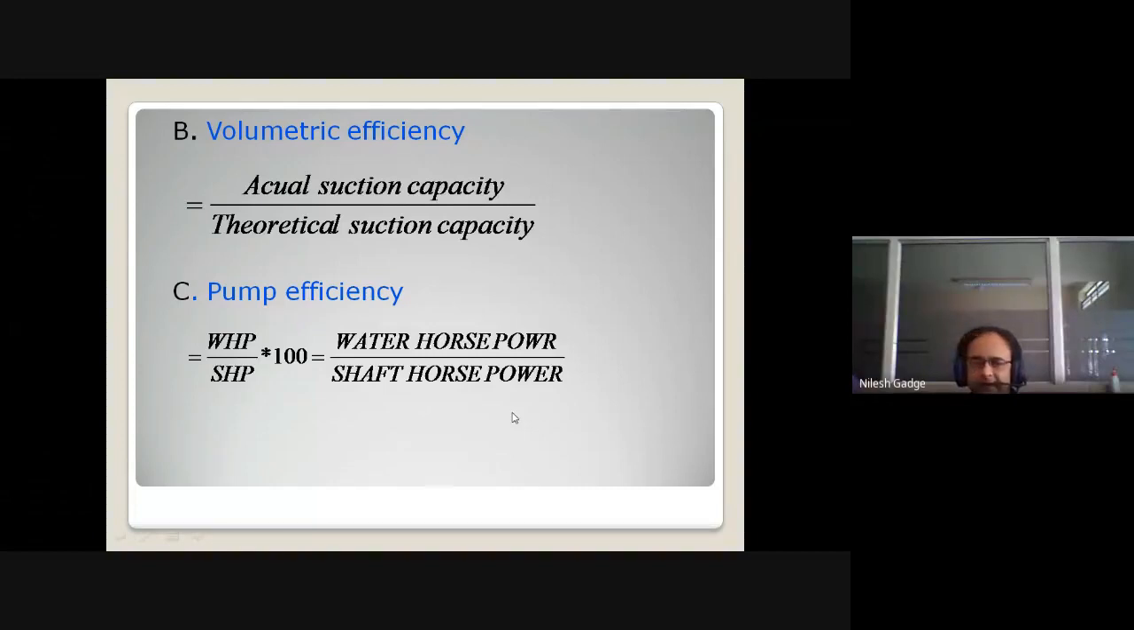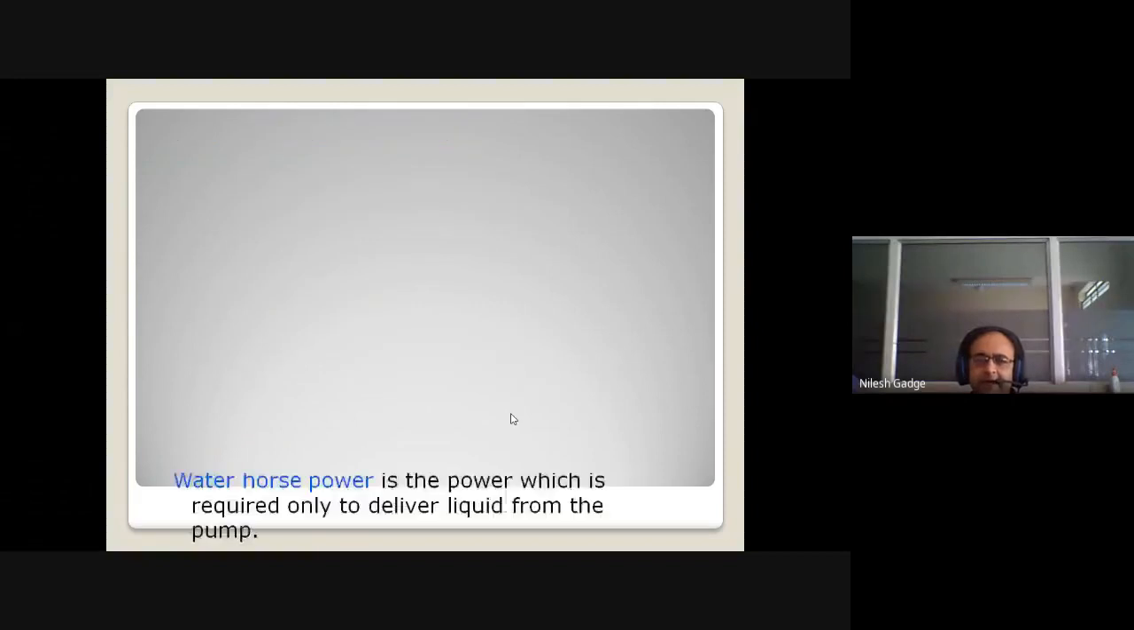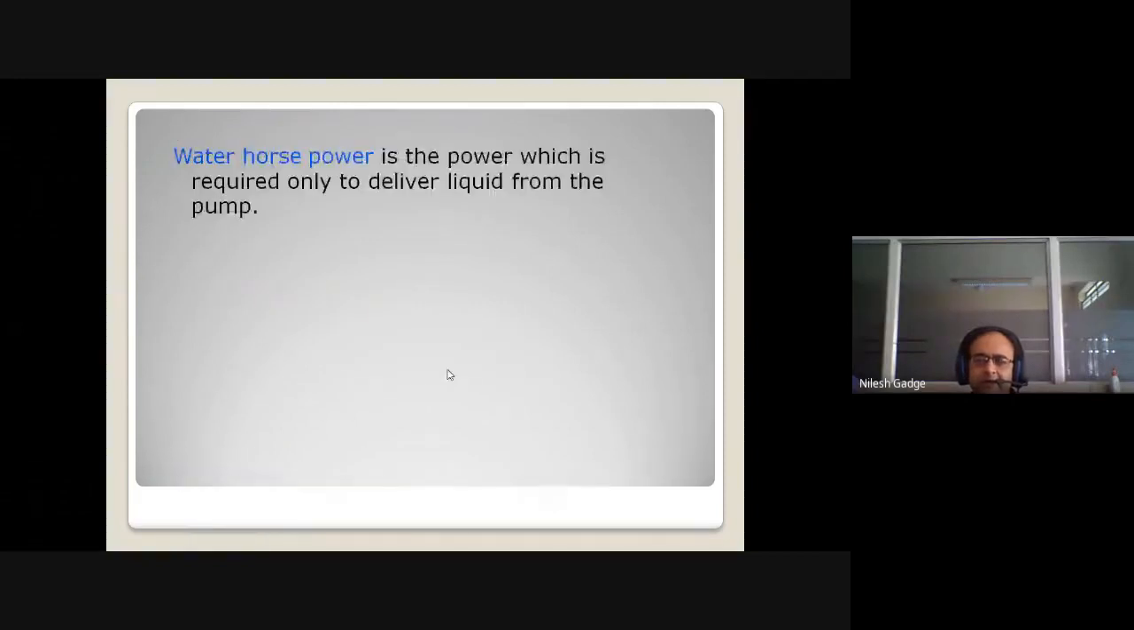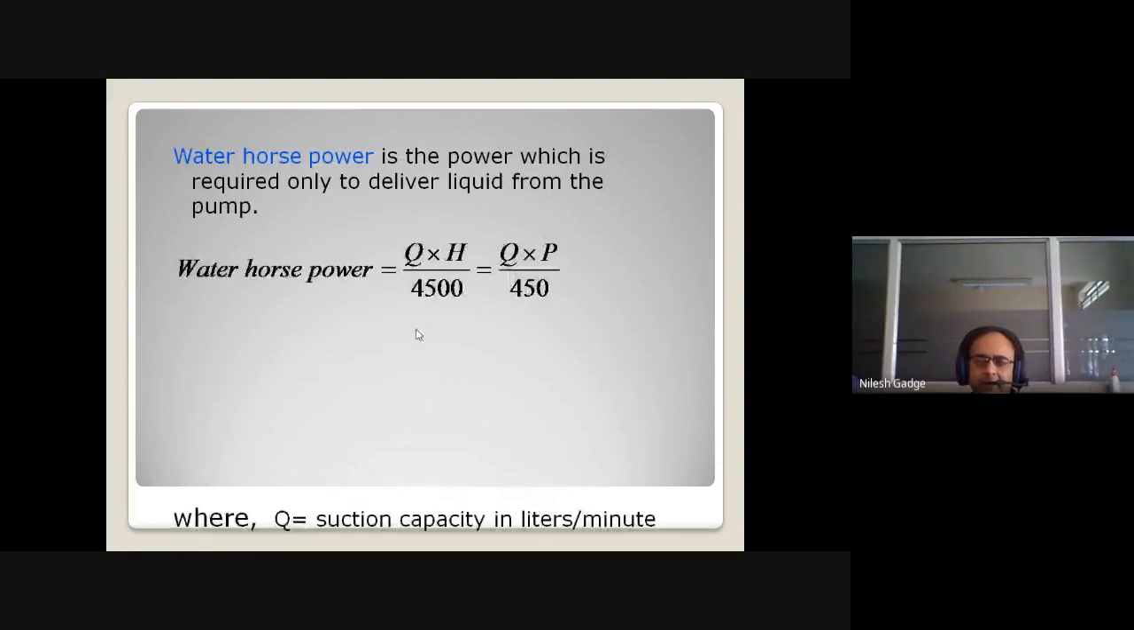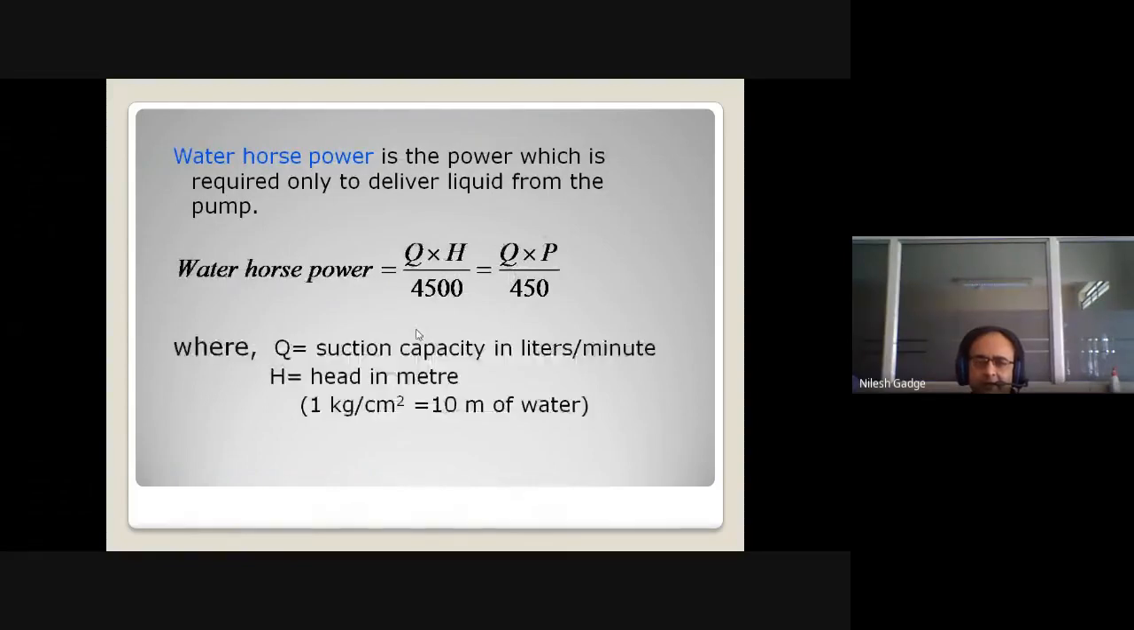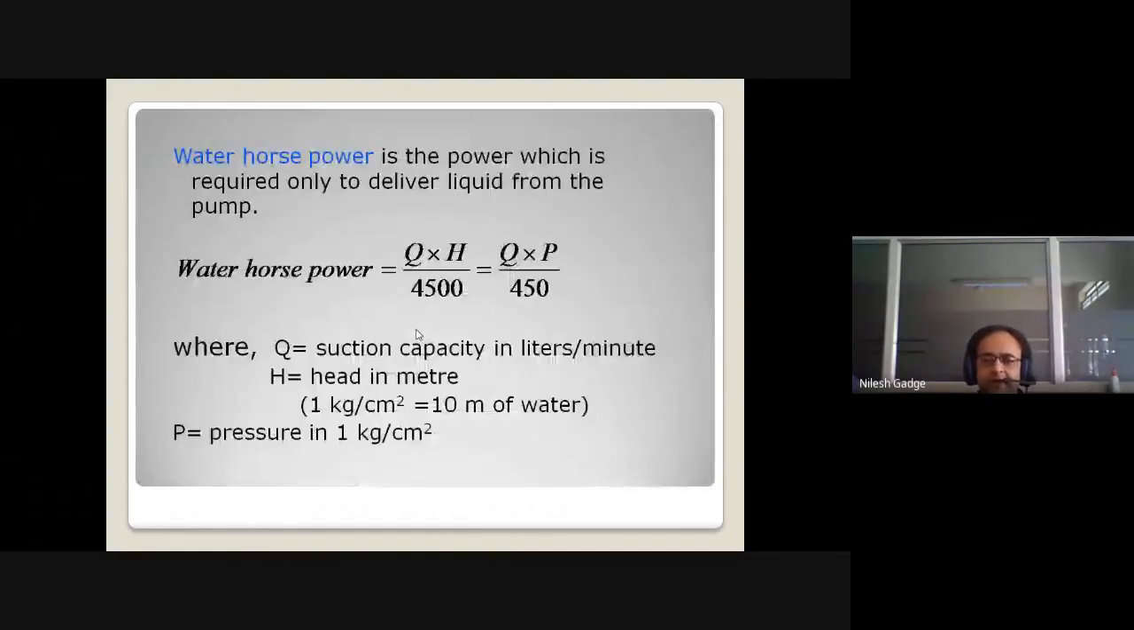So write down first volumetric efficiency, then pump efficiency. After that, write down the formula of water horsepower and the terms given in that. Water horsepower is equal to Q multiplied by H divided by 4500, or Q multiplied by P divided by 450. Q is suction capacity of the pump in liter per minute. H is the head in meter. How it is calculated I have already told you, and P is the pressure in kg per centimeter square.